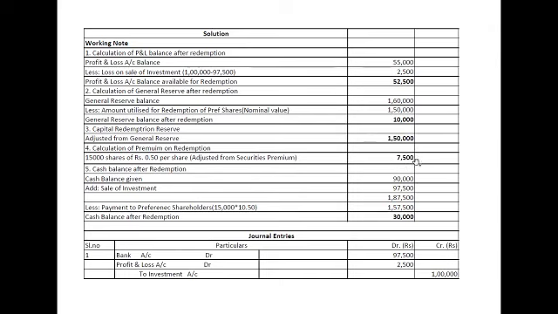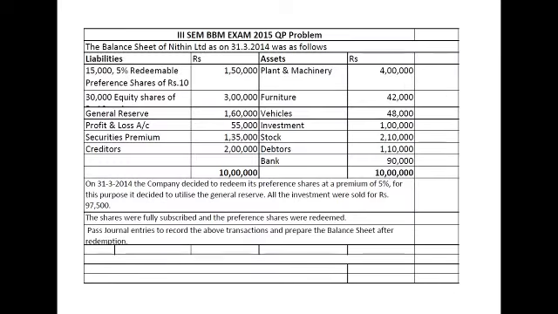So 7,500 premium on redemption. Premium on redemption is adjusted with the securities premium account. Securities premium is already given in the problem, so they have a sufficient amount, 1,35,000.